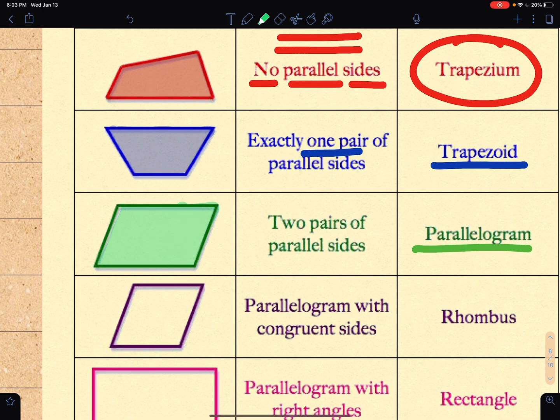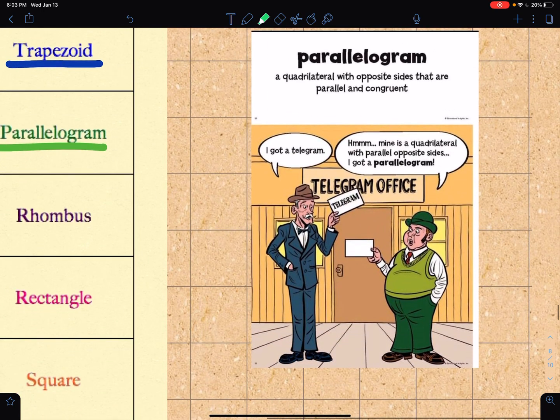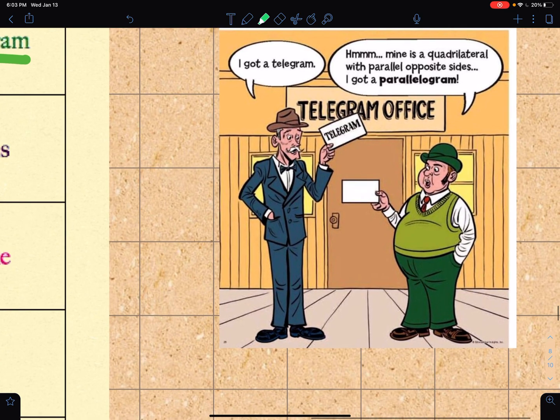We're going to take a little break and look at this joke. Okay, this guy is saying, I got a telegram. And this guy is saying, mine is a quadrilateral with parallel opposite sides. I got a parallelogram. Got it? So this guy got a telegram, and this guy got a parallelogram.